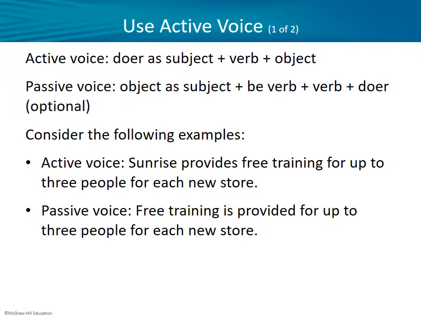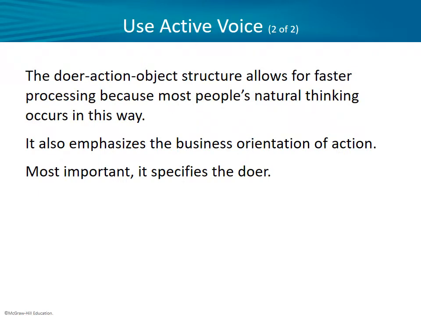In active voice, this sentence immediately identifies the doer. It then uses a strong verb and proceeds to the object, the free training. Using active voice in writing includes many benefits. Doer, action, object allows for faster processing because most people's natural thinking occurs in this way. It also emphasizes the business orientation of action. Perhaps most important, it specifies the doer. Since business activities depend on accountability and coordination, knowing the identity of the doer of an action is usually important.